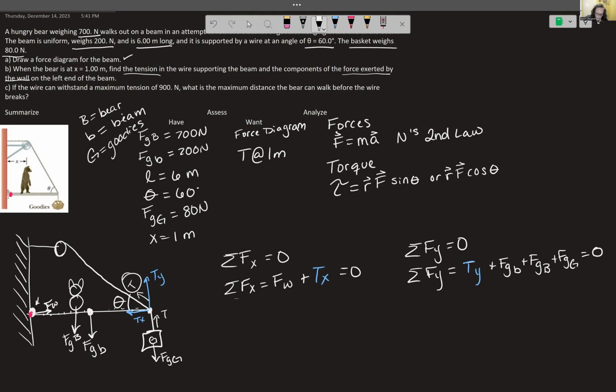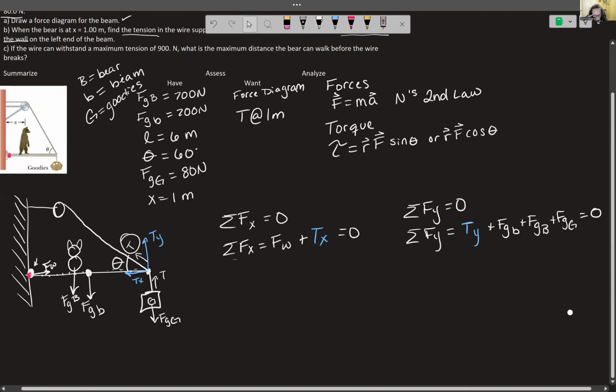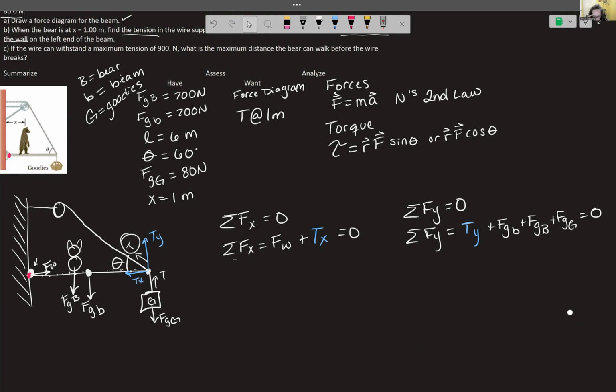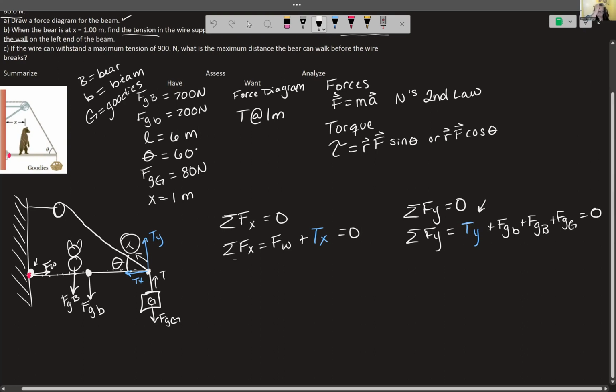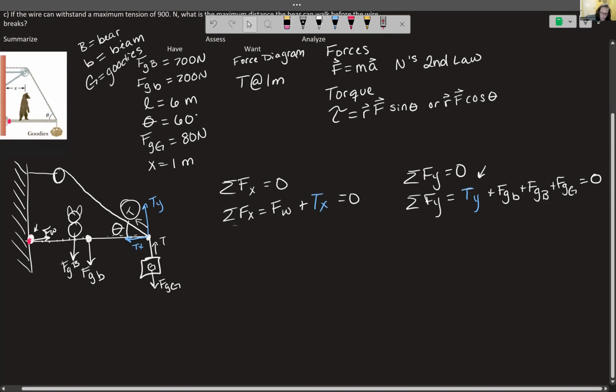Now, most of you are probably thinking, why don't I just solve all of this with the force approach, right? Because I have the force of gravity of my basket, I have the force of gravity of the bear, I have the force of gravity of my goodies, but the problem is that the tension on this wire is going to change depending on the location of my bear, and none of these have any dependence upon distance or position. So I need to take a step back and approach this from a torque perspective.